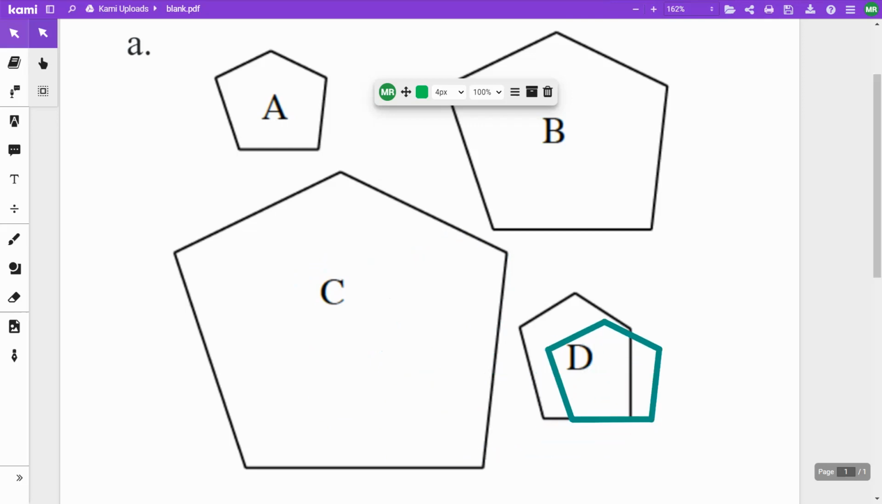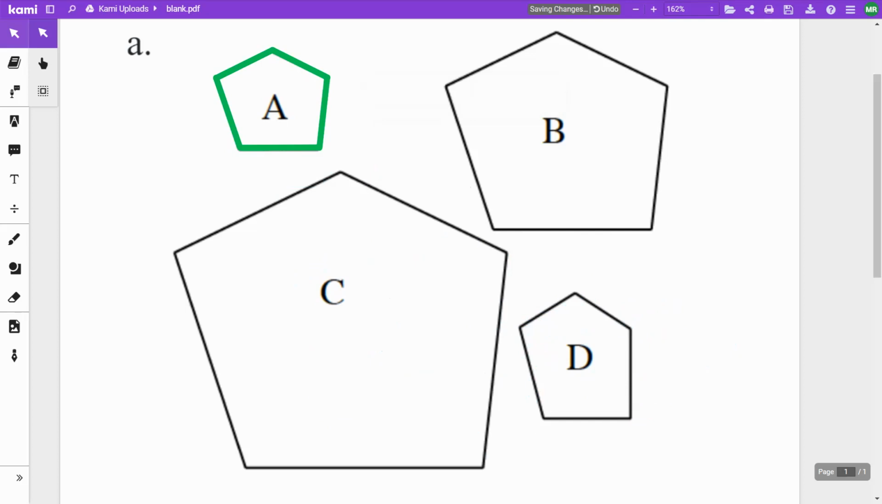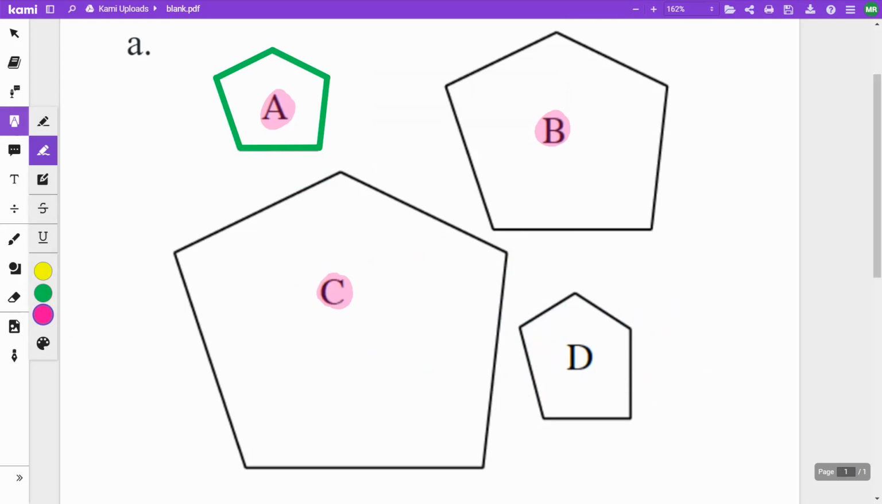Now, when I come to D, this angle you see is not exactly the same. This one is not exactly the same. Up here, not exactly the same. Okay, they're close, but it's not exactly the same. So D is actually not going to be similar. So the ones that are going to be similar, A, B, and C are all going to be similar.